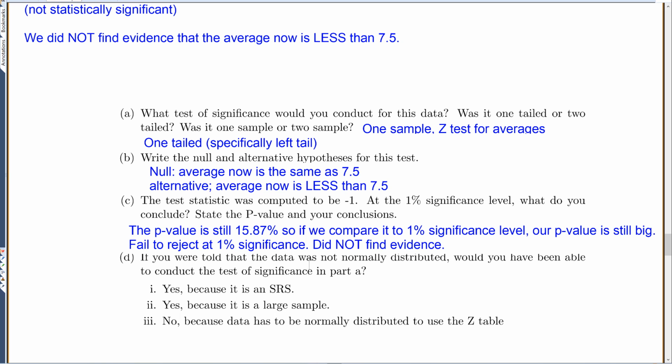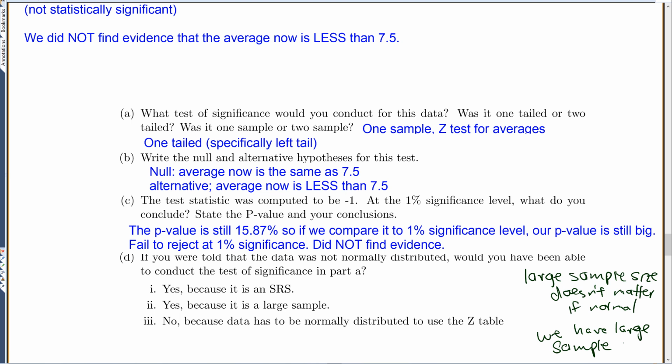And finally, if you were told that the data was not normally distributed, would you still be able to conduct this test? So if you have a large sample size, it doesn't matter if it's normal. We have a large sample size. So we should be good. So I would say yes, because it's a large sample.